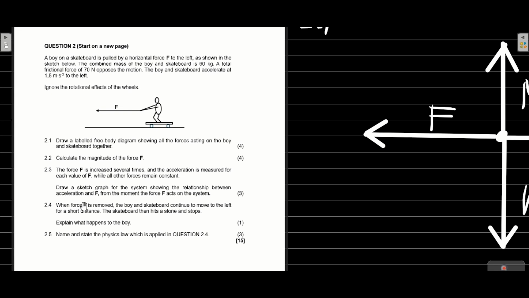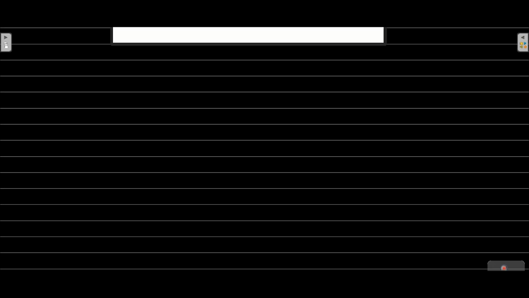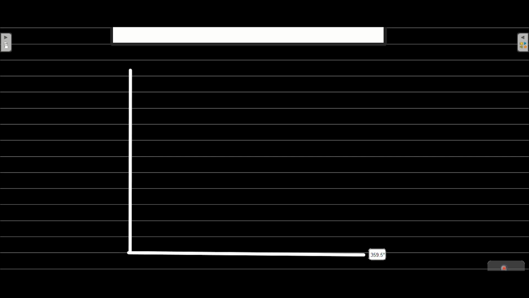Let's go to 2.3. In 2.3, they tell us that the force F is increased several times and the acceleration is measured for each value of F, while all the other forces remain constant. Draw a sketch graph for the system showing the relationship between the acceleration and F from the moment F acts on the system. Okay, let's start off by drawing axes, since every graph has to have an X and Y axis.